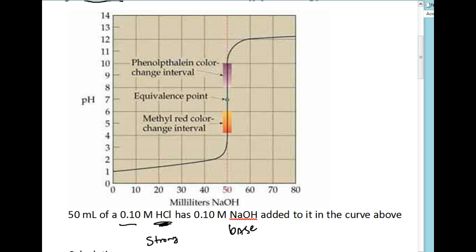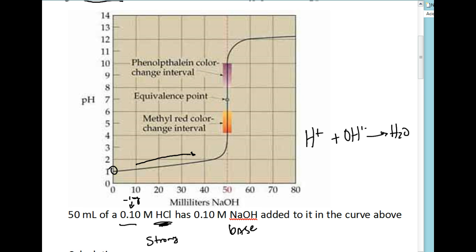If you take the negative log of 0.1, you're going to get a pH of 1, which is where our graph starts right here. As we slowly start adding sodium hydroxide to this, you see that the pH doesn't rise very quickly. It's just rising slowly. What's happening in this reaction is the hydrogen ions are reacting with the hydroxide ions just to form water. That's the net ionic equation.